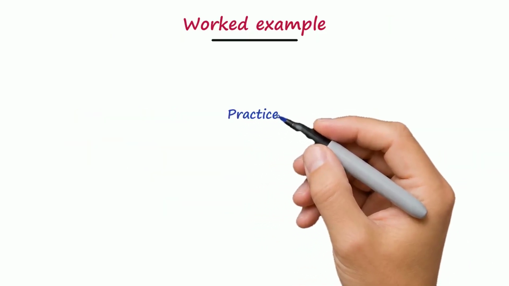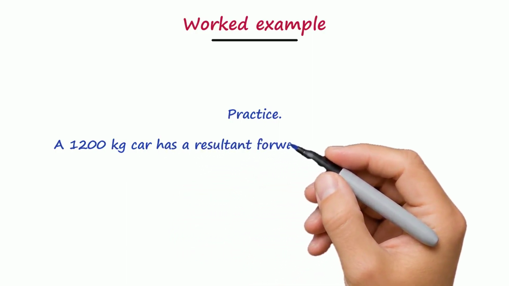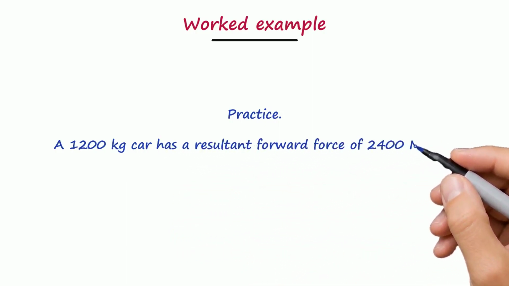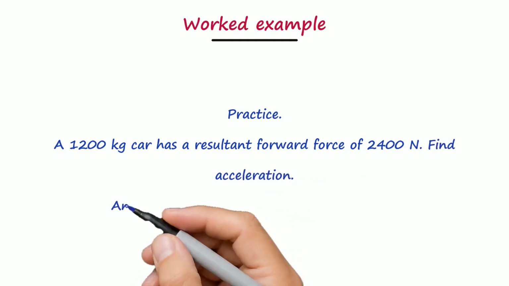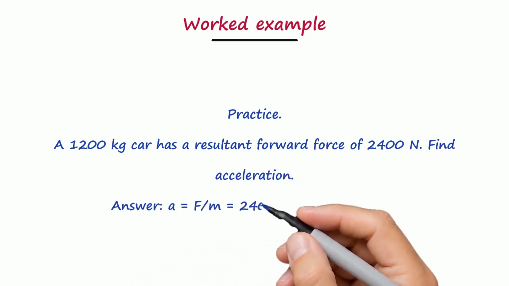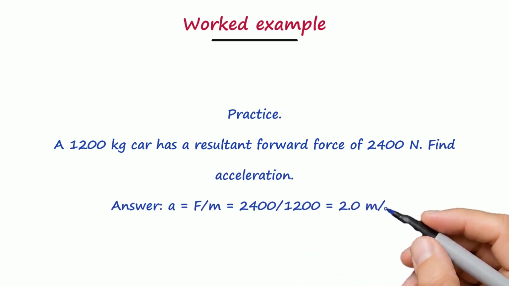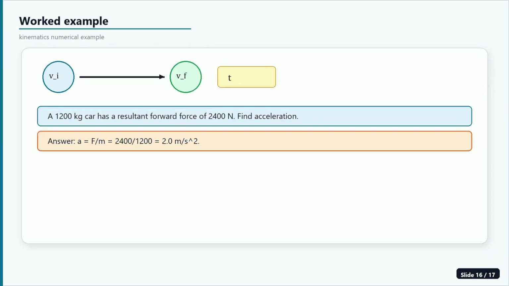Practice. A 1,200 kg car has a resultant forward force of 2,400 N. Find acceleration. Answer: a equals F over m equals 2,400 over 1,200 equals 2.0 m/s squared. Watch the numbers land in the matching symbols. Check that units cancel cleanly. If they do not, the setup is wrong even before the arithmetic.